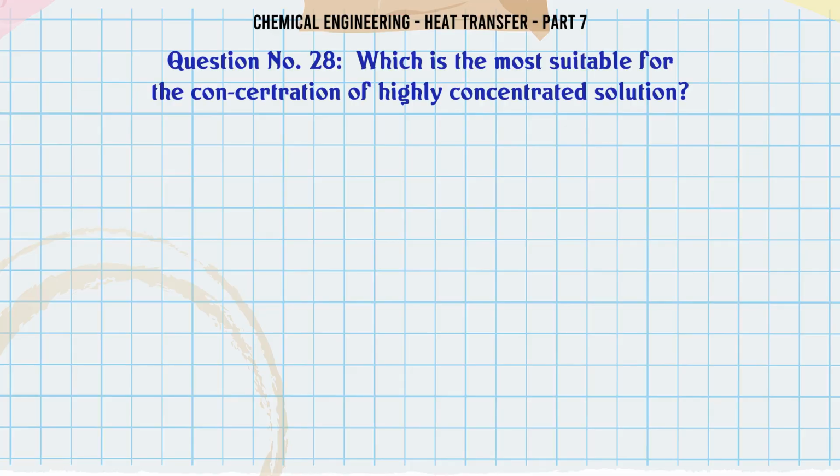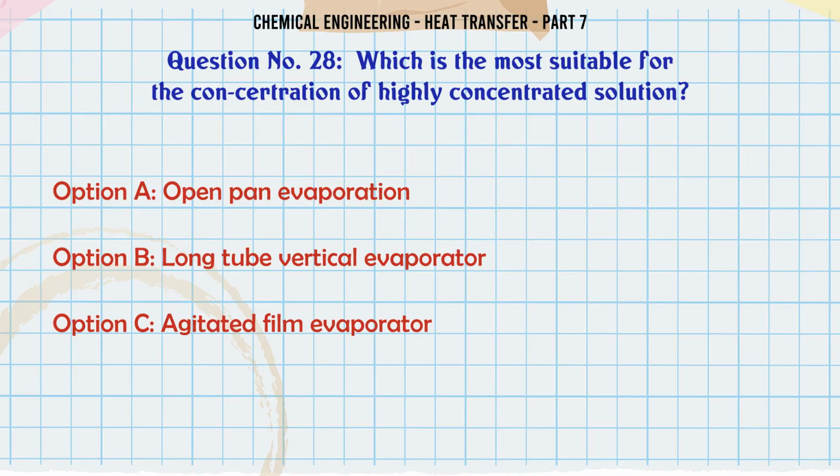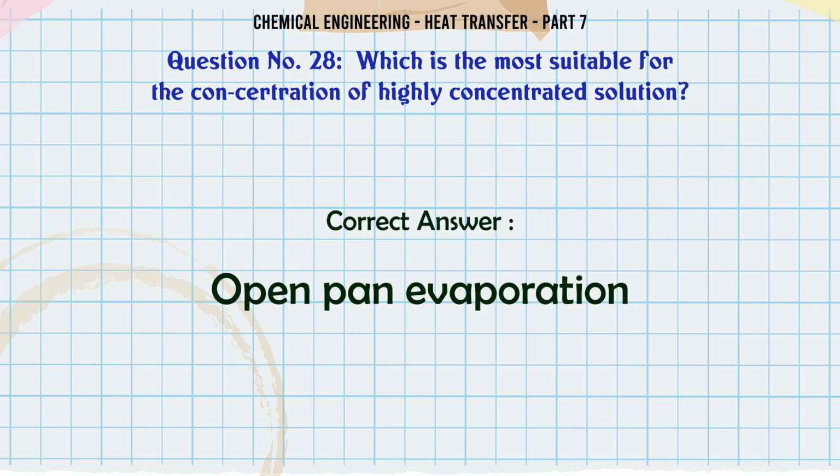Which is the most suitable for the concentration of highly concentrated solution? A. Open pan evaporation. B. Long tube vertical evaporator. C. Agitated film evaporator. D. None of these. The correct answer is open pan evaporation.